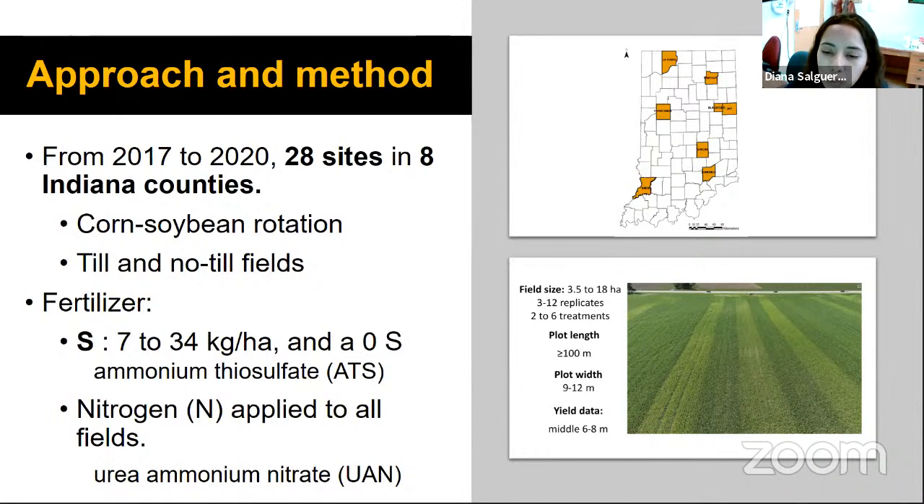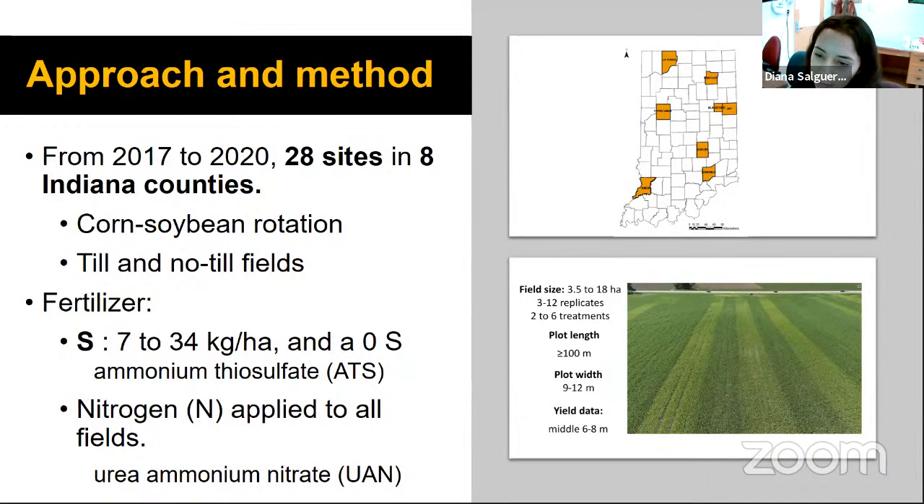And the source that we used as a sulfur fertilizer was ammonium thiosulfate mixed with liquid urea ammonium nitrate. And we went with rates as low as 7 to as high as 34 kilograms per hectare. And in every replicate, we always include a 0 sulfur check or control plot.